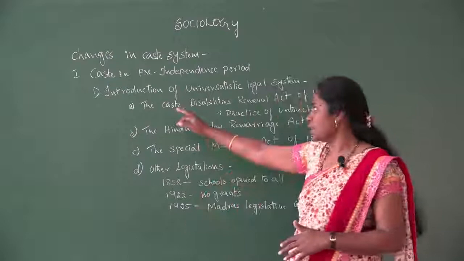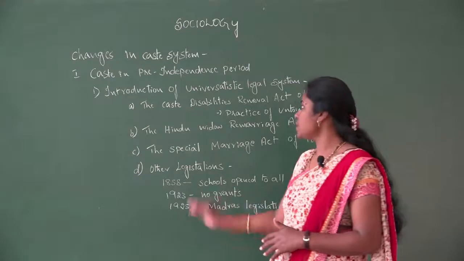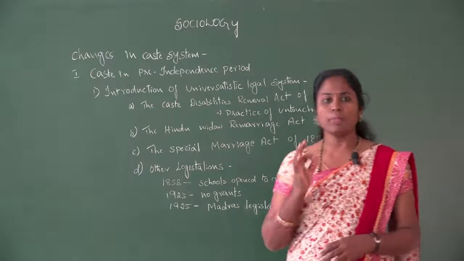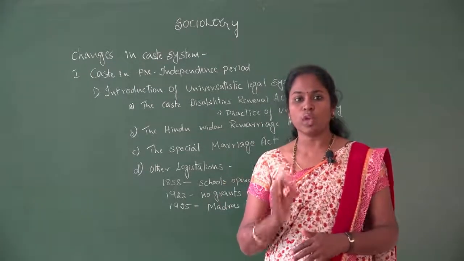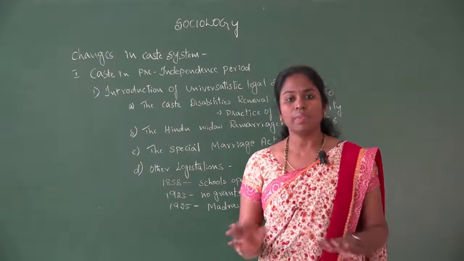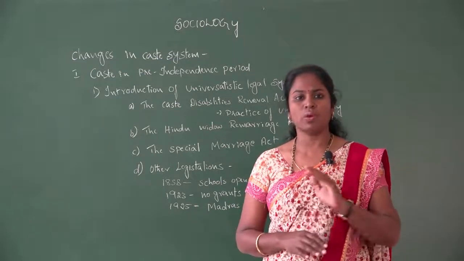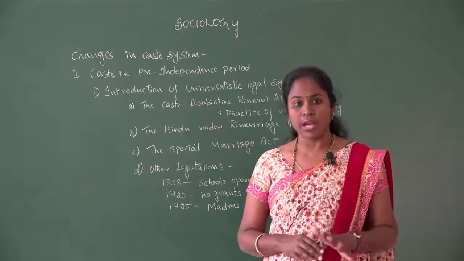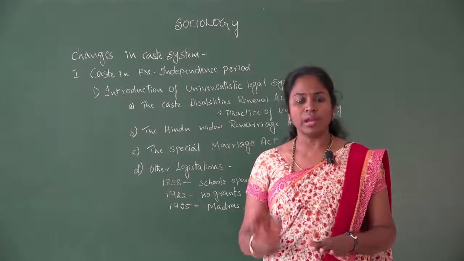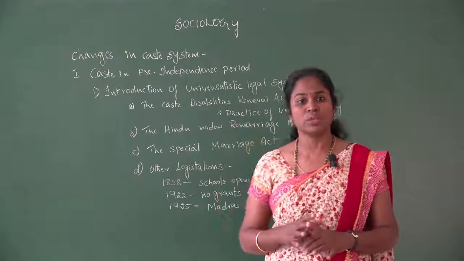The first point is caste in the pre-independence period. During the British period, the first point is the introduction of a universalistic legal system. They brought a new system of laws to Indian society. According to the law, all people are equal. There is no discrimination between people, whatever class, religion or caste they belong to. That is the law they brought here, and this brought justice to the people.